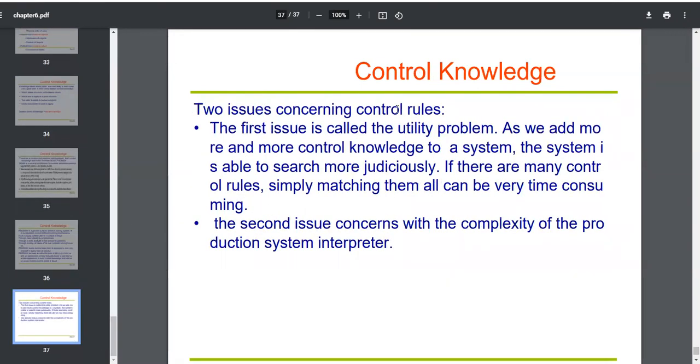Two issues concerning control rules. The first issue is called the utility problem. As we add more and more control knowledge to a system, the system is able to search more judiciously. If there are many control rules, simply matching them all can be very time consuming. The second issue concerns the complexity of our production system interpreter. So this is how control knowledge should be used. Control knowledge is what is going to manipulate the facts we have.